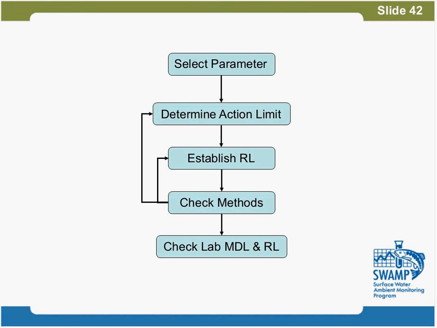Then we're going to determine our action limit. Now, most of the time, those are predetermined for us, maybe with a water quality standard or from the California Toxics Rule. Well, that action limit or our standard or whatever limit we're working towards, at that point, we can establish our reporting limit. Once we've established our reporting limit, we now need to check methods. Will any method support the reporting limit? We need to make sure that we actually have analytical methods that will support that.